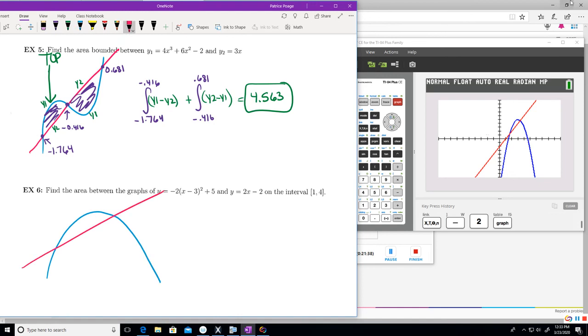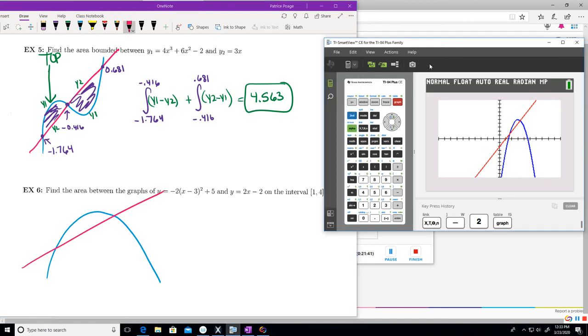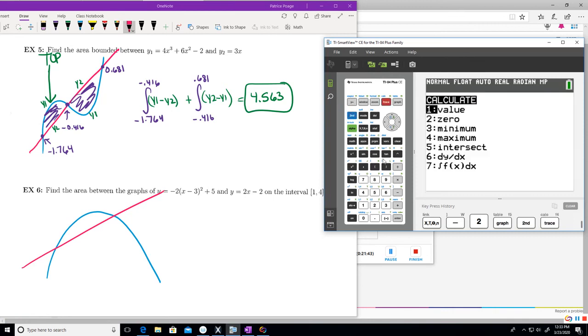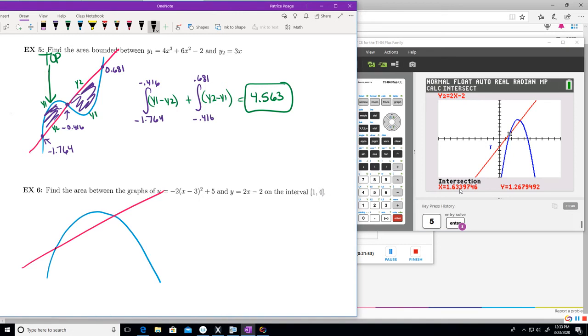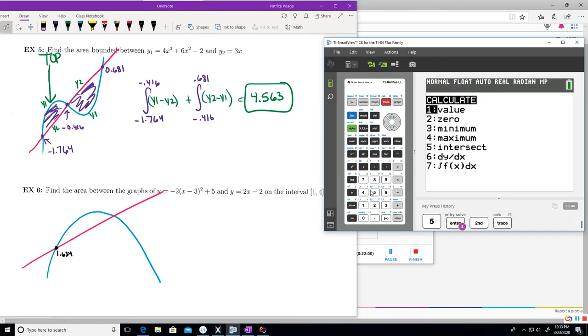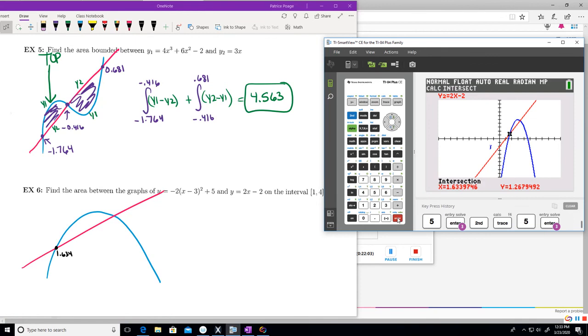All right. So I'm going to find my first point of intersection. I'm going to go to second trace, number 5. Enter, enter, enter, and I get that first one is 1.634. And I'm going to find the second one. Second trace, number 5, enter, enter, enter. I just found the same one again. Second trace, number 5, enter, enter, change my guess. And I got 3.366.